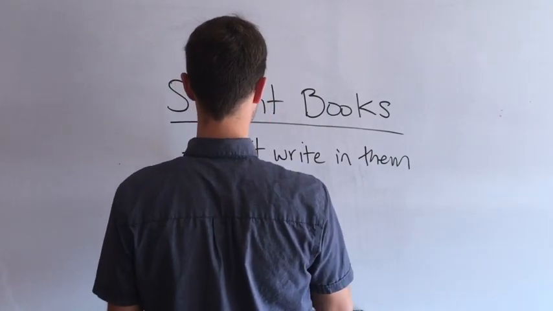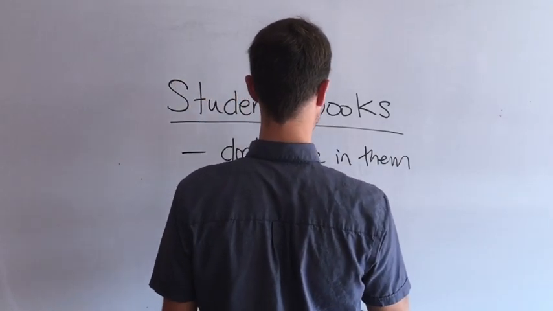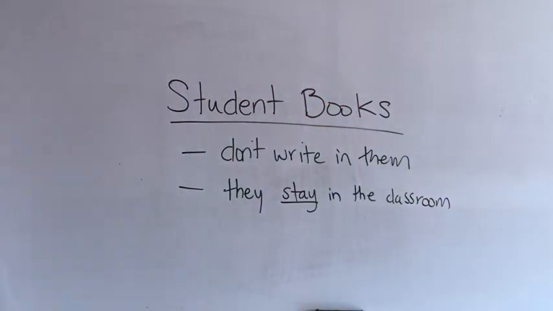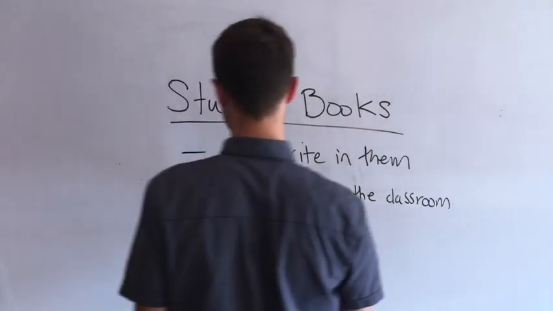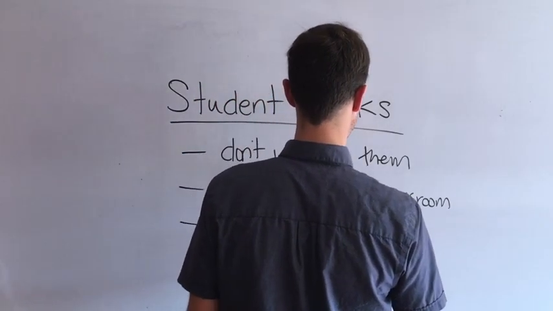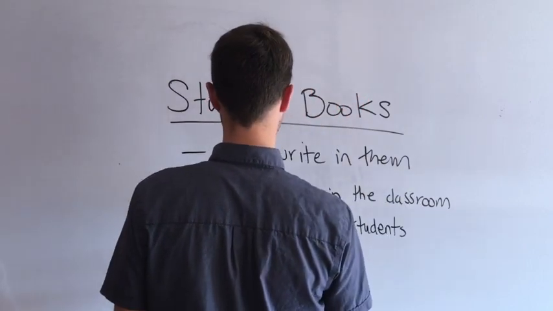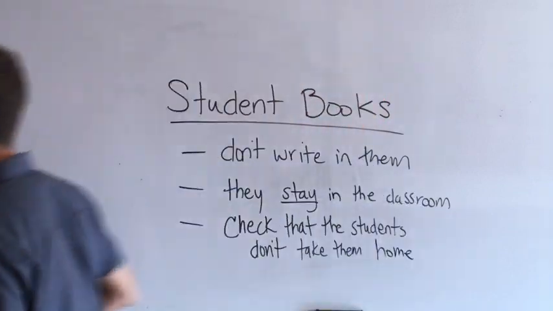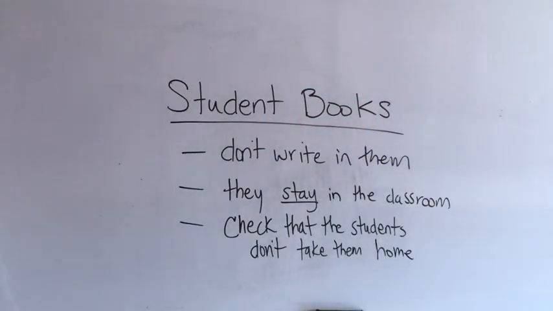Our next policy, they stay in the classroom. These books you will distribute to the students for the lesson, and you will also collect them at the end of the class. They stay in the classroom. Next policy, check that the students don't take them home. This is something you need to check.